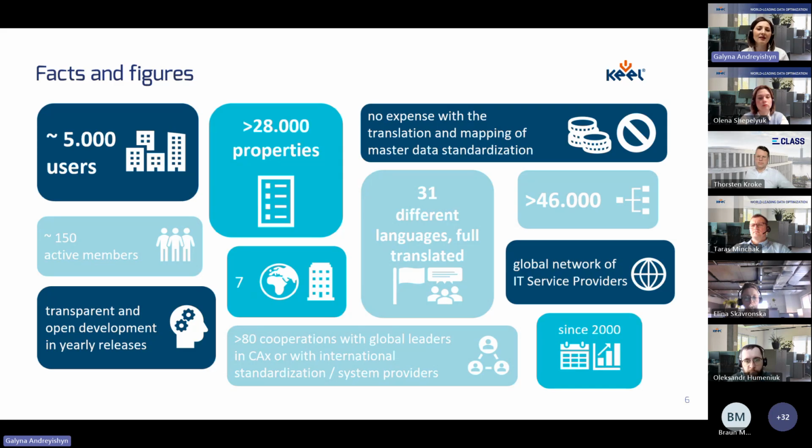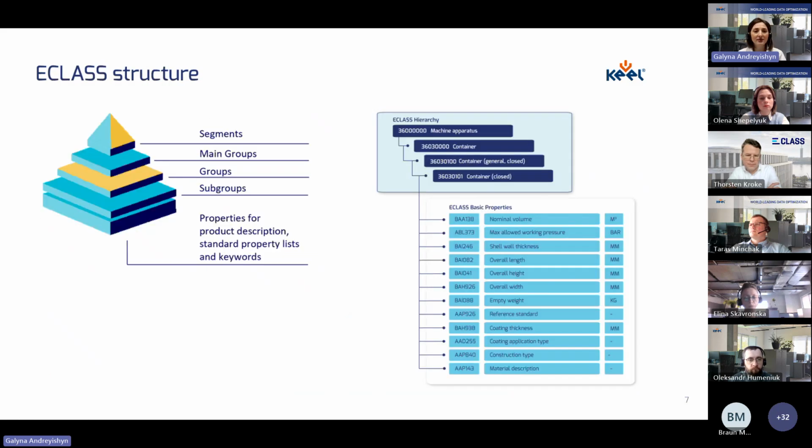In addition, there are more than 80 cooperations with global leaders in computer-aided technologies, system providers, and international standardization bodies, supported by a global network of IT service providers. Well, the key takeaway is not just numbers, it's the scale, governance, and international acceptance behind the standard. Next slide, we will talk about ECLASS structure.